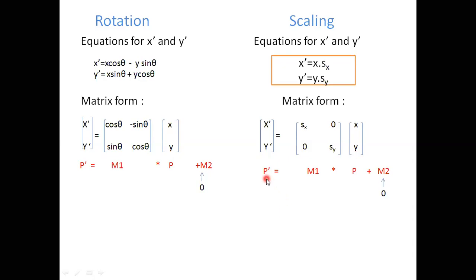So this is also the same thing. P dash, this x dash y dash, is equal to m1. This is the scaling matrix. M1 is this one. This is what we call the scaling matrix, and this m1 for rotation we call the rotation matrix. So m1 into p is x y, plus m2.